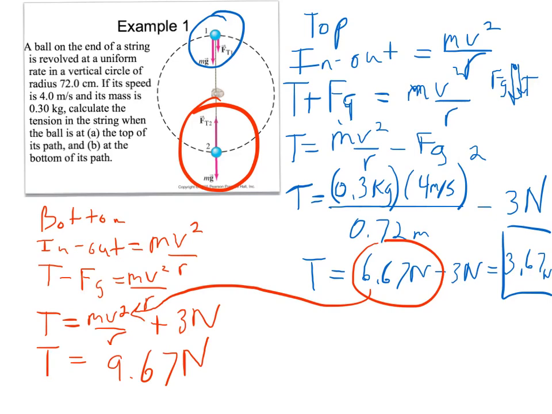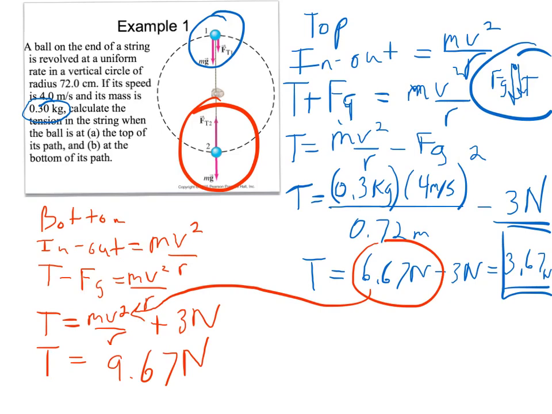Okay, here are my solutions. I'll talk through them real fast. At the top, in minus out equals mv squared over r. Tension and gravity are both pointed in at the top per my free body diagram over here. Both pointed toward the center. So I can solve for tension. Tension equals mv squared over r minus Fg. Plug in the numbers for tension, and if we have a mass of 0.3 kilograms, our weight is 3 newtons. So plug that in for Fg. Solve it out, and you get 3.67 newtons.